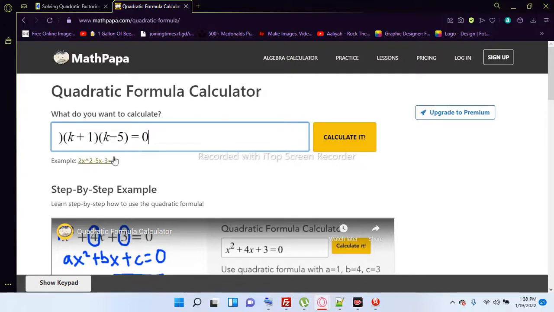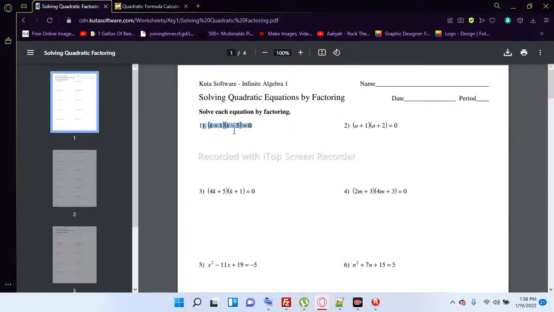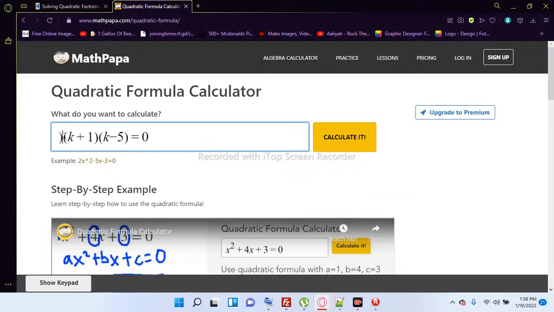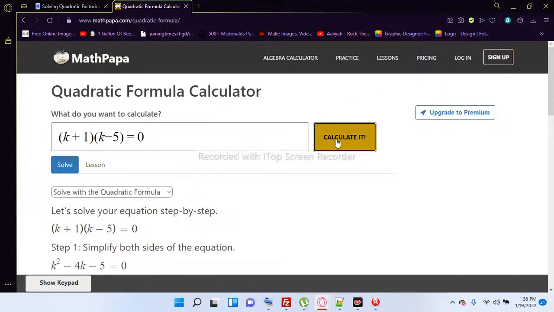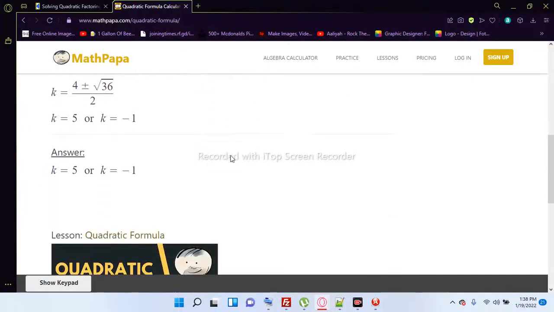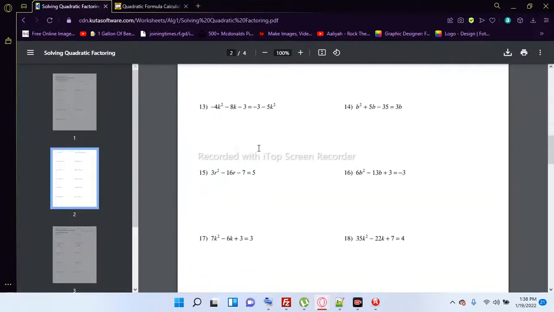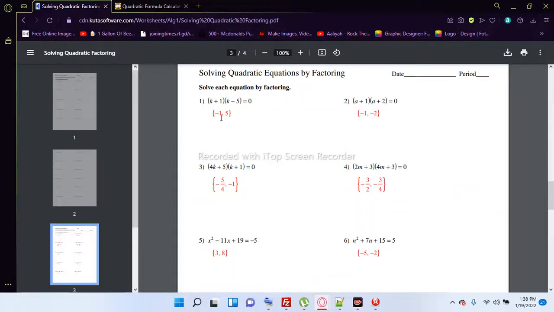It came out: K plus 1, K minus 5 equals 0. You look again: K plus 1, K minus 5 equals 0. You move this out, calculate it, and go down, and there's the answer: K equals 5 or K equals negative 1. If you look on your paper, K equals 5 or K equals negative 1. Either way, fight back, dude.